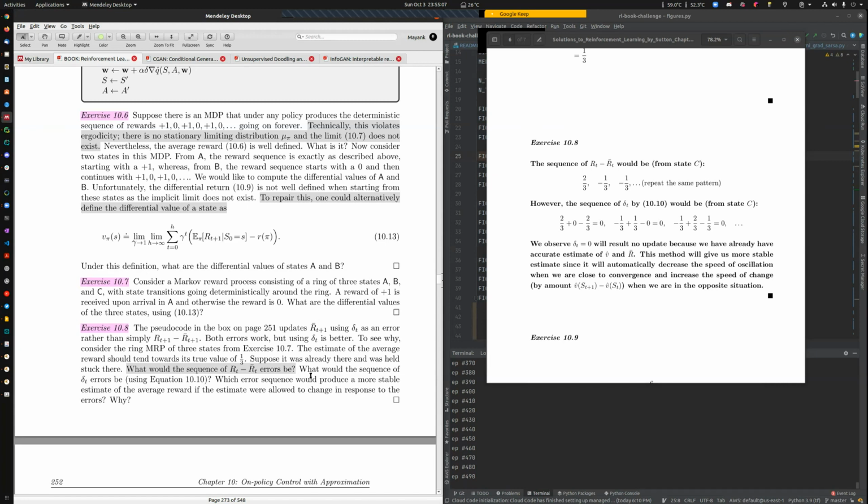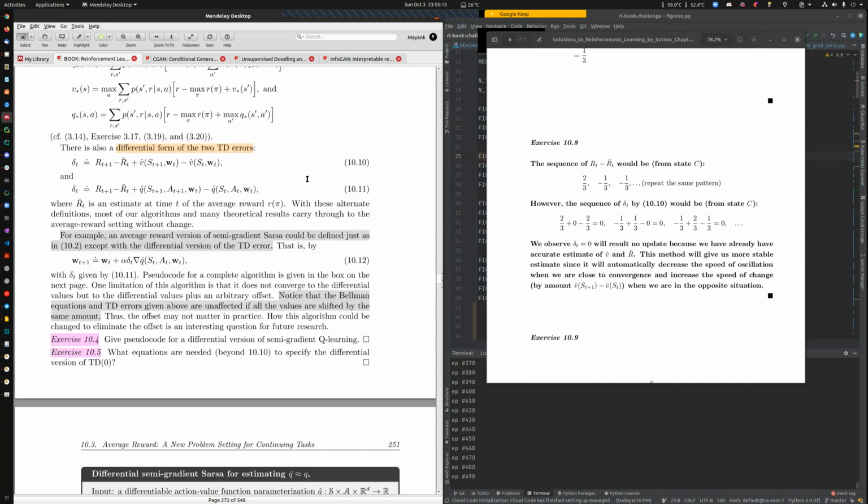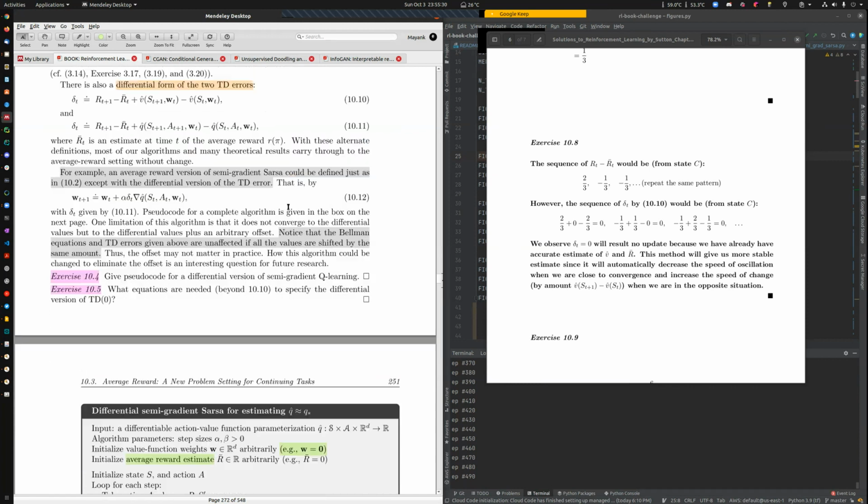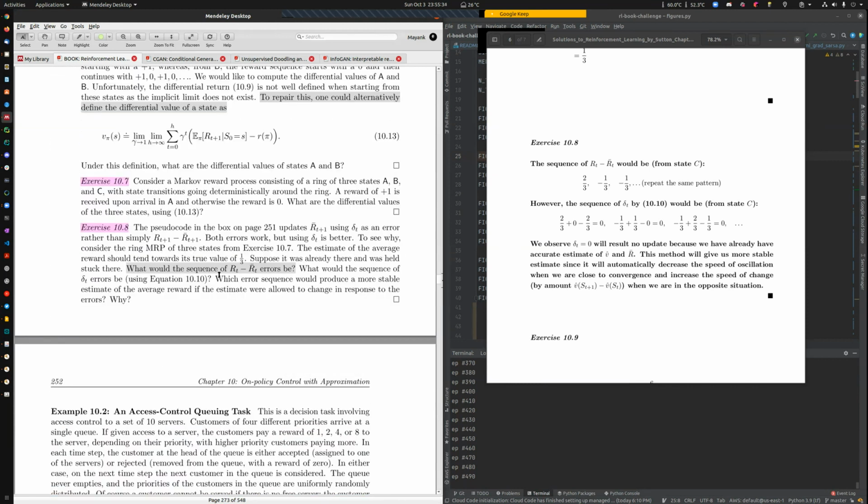In the next query, by equation 10.10, if we apply this here, this will only give us the value updates. Here I think the sequence of this... tell why are they subtracting it. -2/3, -2/3. I did not understand this question, the second one. Sequence of these errors be like.